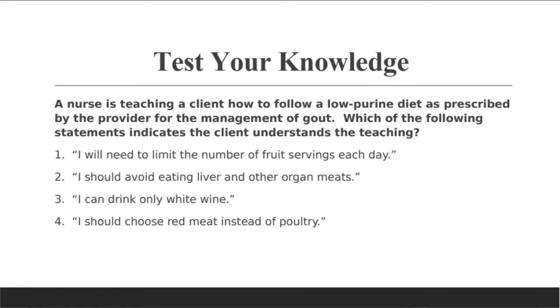So liver and organ meats are high in what? What are they high in? What are we trying to reduce? They're high in purines, okay? So organ meats, liver, tuna, sardines, things like that, okay?